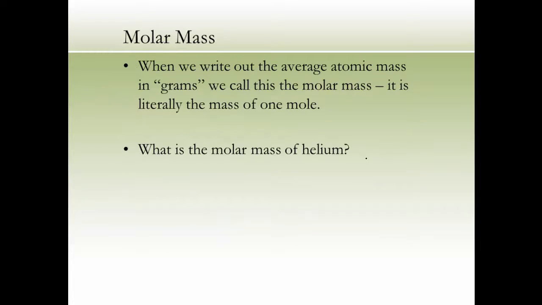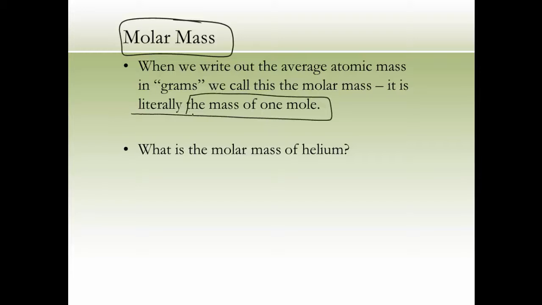So this concept that we've been introducing is called the molar mass, okay? The molar mass is literally the mass of 1 mole. And what we've been seeing is that if we have 1 mole of a substance, its mass is equal to its average atomic mass measured in grams, okay? So we take that number, the average atomic mass from the periodic table, and put a grams after it.